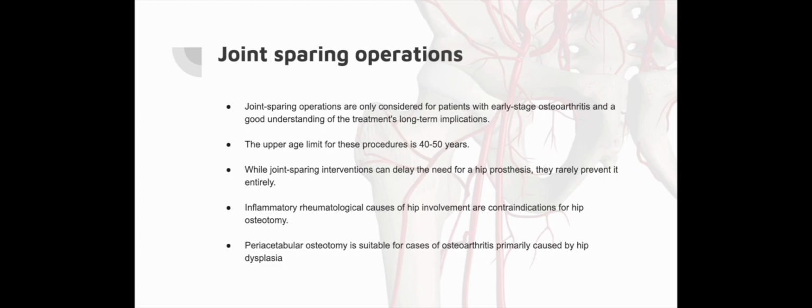Periacetabular osteotomy is a procedure that is suitable for patients with osteoarthritis that is largely the result of hip dysplasia. These procedures are preferably performed in childhood, although they can occasionally be considered in young adulthood for mild forms of hip dysplasia. During the procedure, one or more bone chips from the iliac crest are placed extra-articularly directly above the acetabulum. This improves the support surface for the femoral head, reducing the effective load per surface.